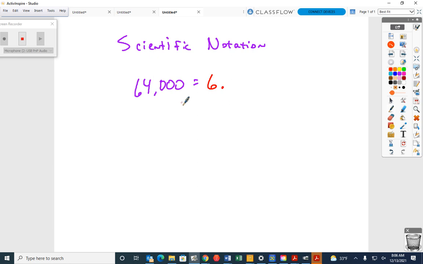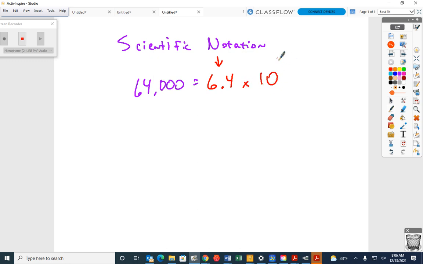In this case, what's the only other number I have over there? 6.4. Now, keep in mind, this number right here, what is my rule with that number? It has to be between what? Has to be between 1 and 10. If I do not keep that between 1 and 10, it's not in scientific notation. This is between 1 and 10. So am I good to proceed? Yes. And then I multiply this times 10.